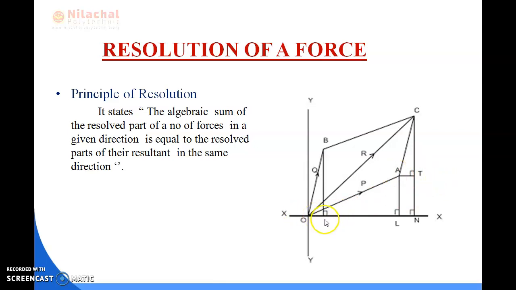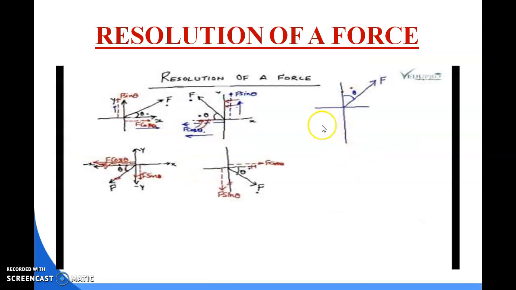So now the algebraic sum of the resolved parts of the P force and Q force along the direction of OX is OE plus OL plus ON. It acts along the line OX, which is the resolved part of R along the direction of OX. So this is all about the principle of resolution. Next, we come to how we can find the resolution of a force.